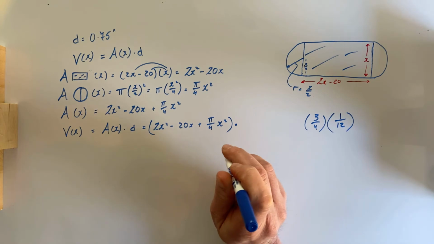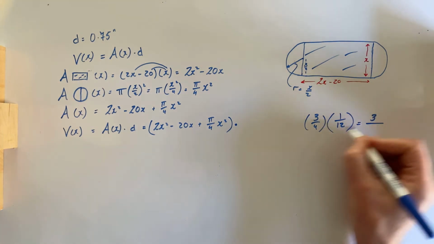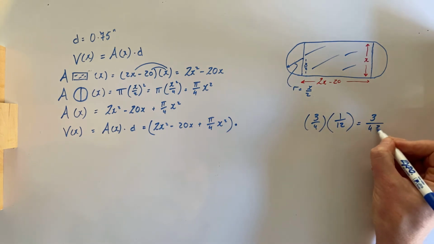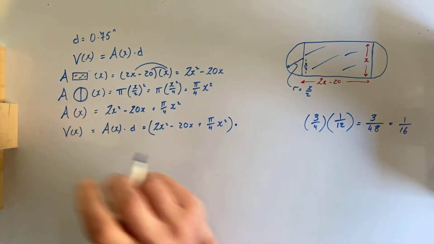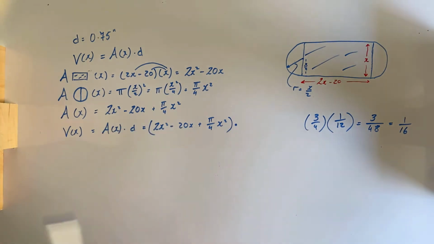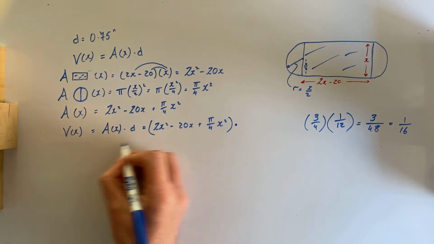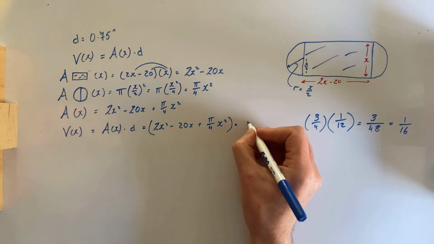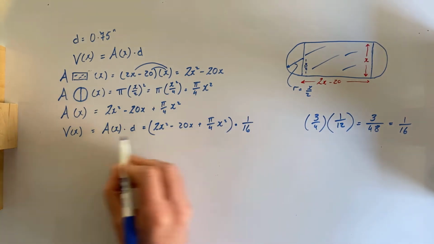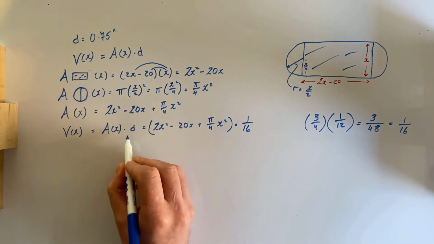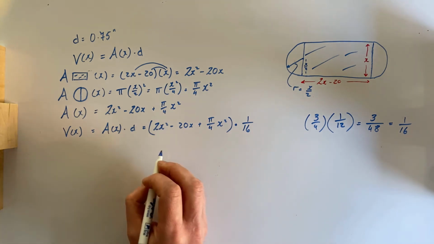3/4 of 1/12. And so that will give me 3 times 1 is 3, 4 times 12 is 48. 3 over 48 is 1 over 16. So I have 1/16 of a foot. So I'm going to put that in here, and replace that here for d. So that is 1/16. So I have A of x here, which I've worked out, times d, and I'm just going to distribute in this 1/16 into all of this.